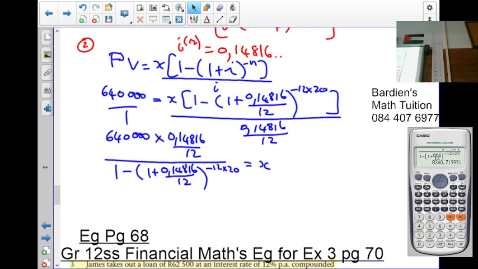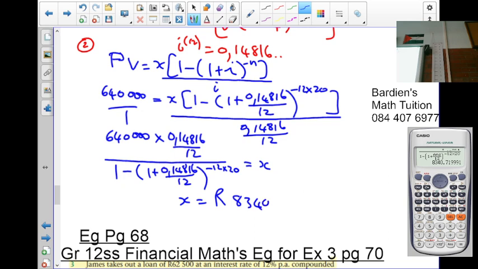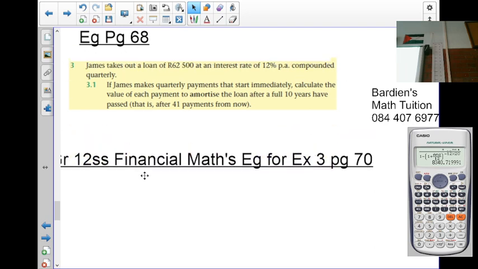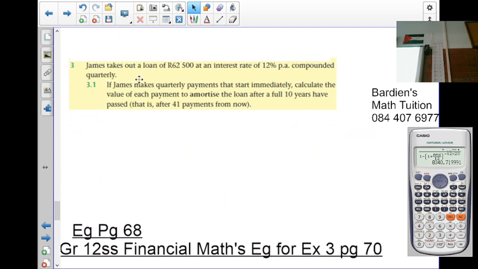Yes? But you entered in 0,14816. I use the answer button. Okay, so with my decimals, you won't get marked down. No? Okay. So your x is equal to 8,340 Rand and 72 cents. That is what she needs to pay on a monthly basis. Okay. Let's look at number 3.